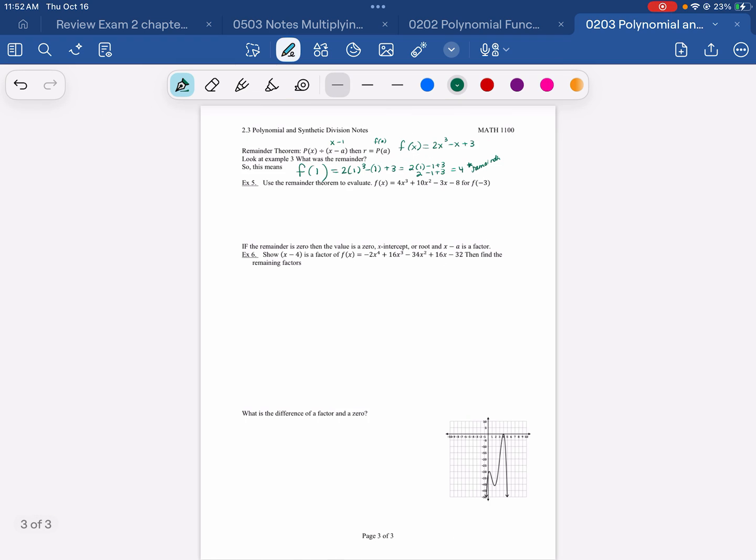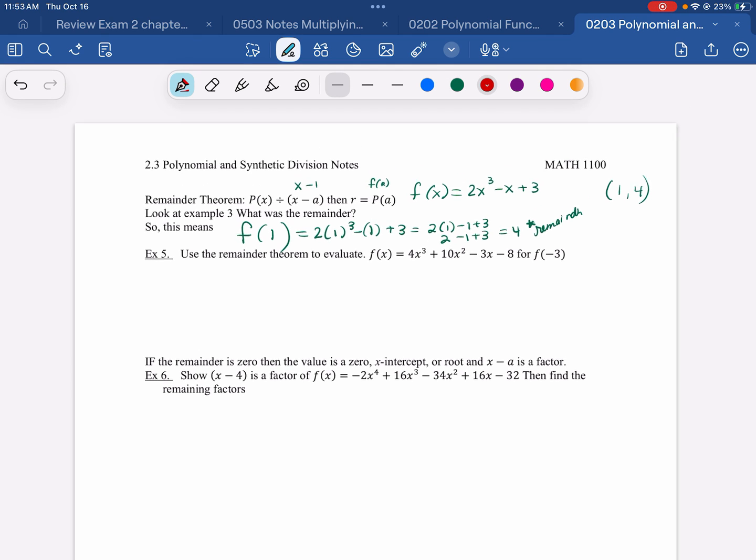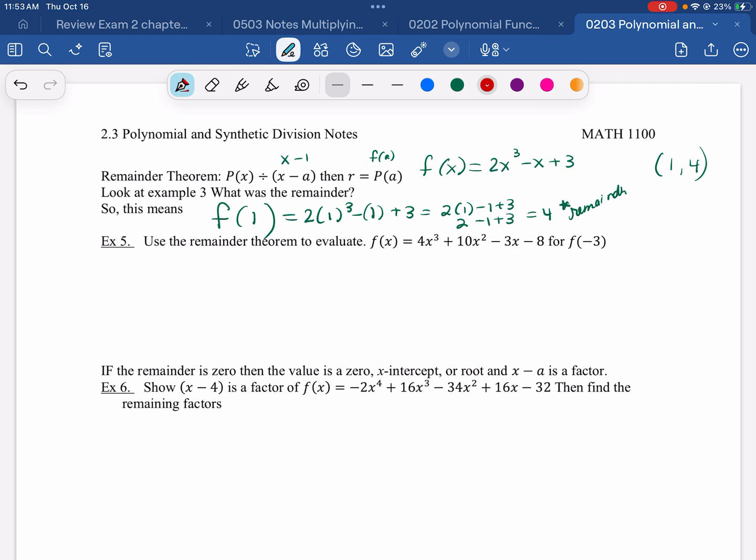So here, on example 3, the remainder is the same thing as if you plug it in. Why does that matter? Because now I have a coordinate 1 comma 4. And that coordinate 1 comma 4, is that a 0? No. So that means this is not a factor. So x minus 1 is not a factor.